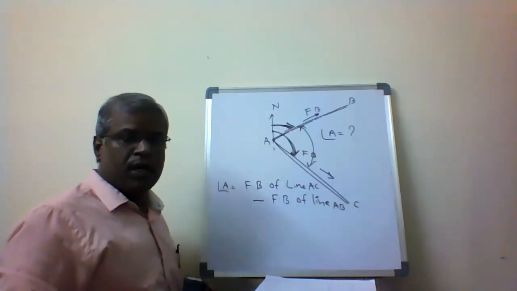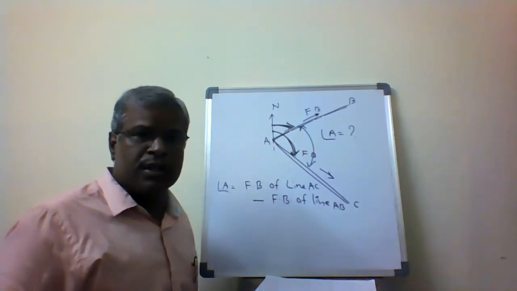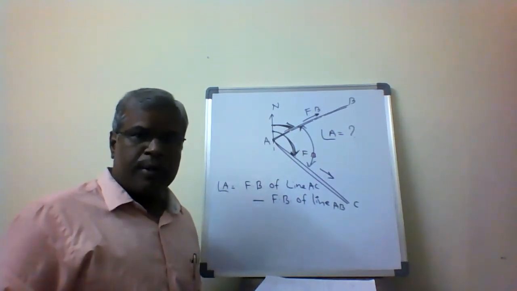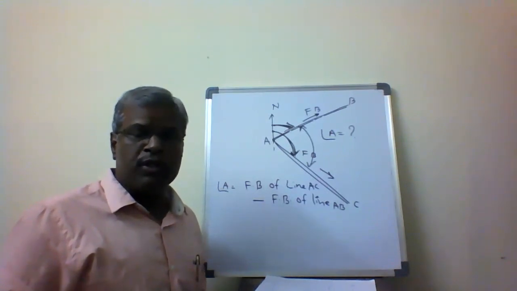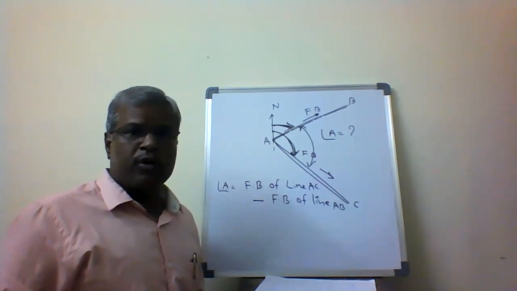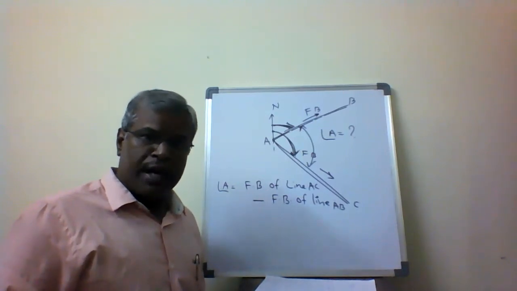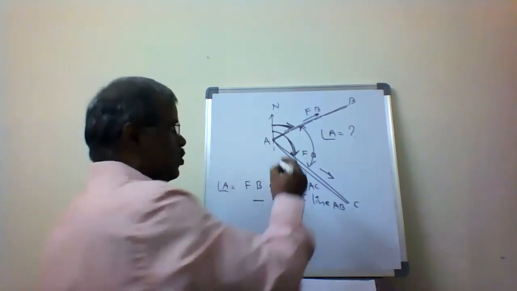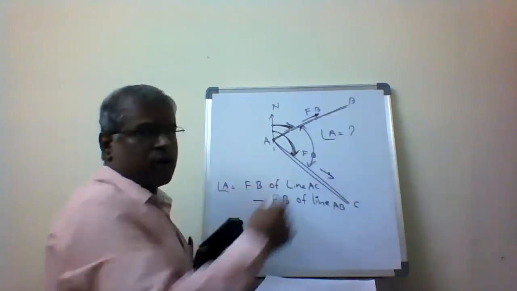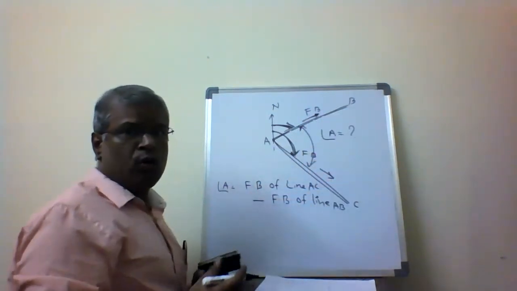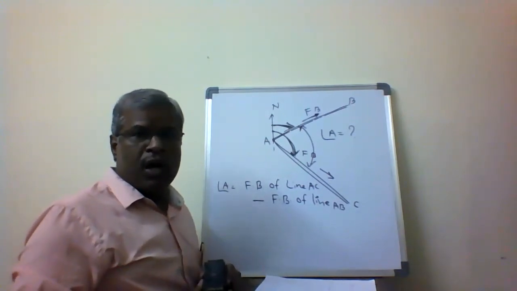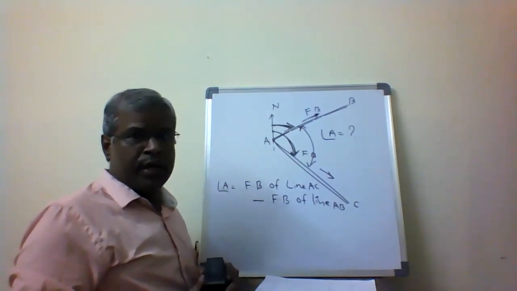A itself. So here we simply use geometry. We use the geometrical properties, that is, the angular properties, to calculate the included angle between the two bearings. Here one is the forward bearing A to B, and another is the forward bearing A to C. From this, I can evaluate the angle A, that is, the included angle A.